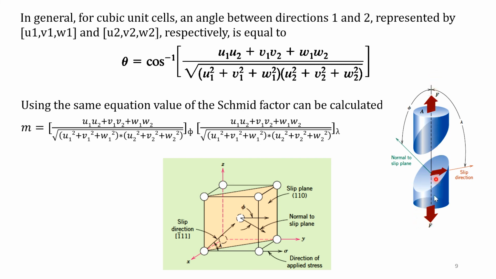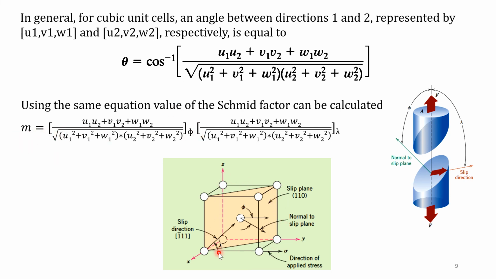So please remember that this one is given in the question, and these two, that is the green one and the slip direction, will be given in your options. We have to substitute each of the options and find out the value of this as well as this and take their product to get the m value.